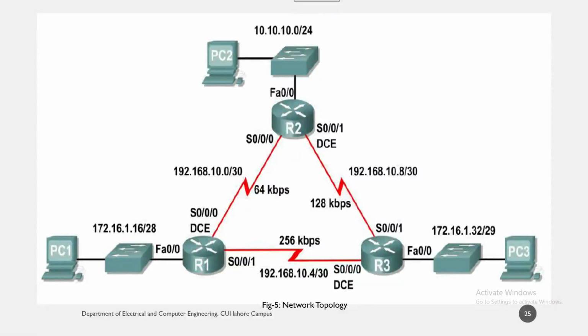Now, moving towards the lab task of lab number 6 for OSPF configuration, you have to build the network topology in Packet Tracer. If you can see, link bandwidths are mentioned here along with the links from router to router. The link cost from router 1 to router 2 is 64 kilobits per second, and from router 1 to router 3 it's 256 kilobits per second.